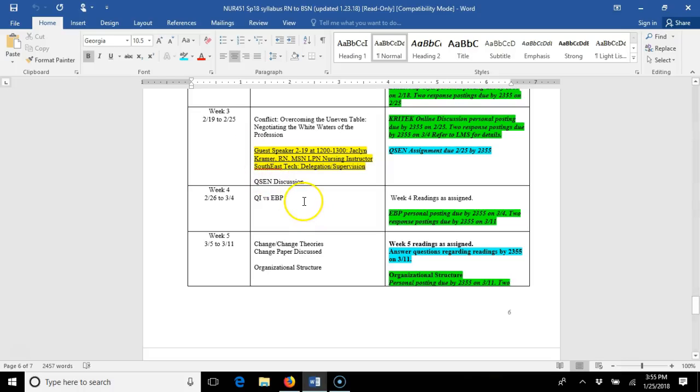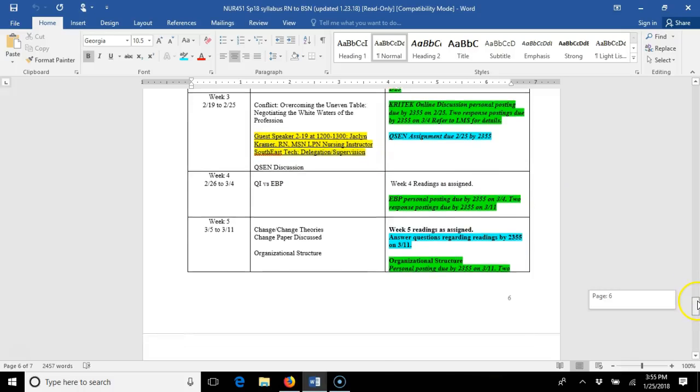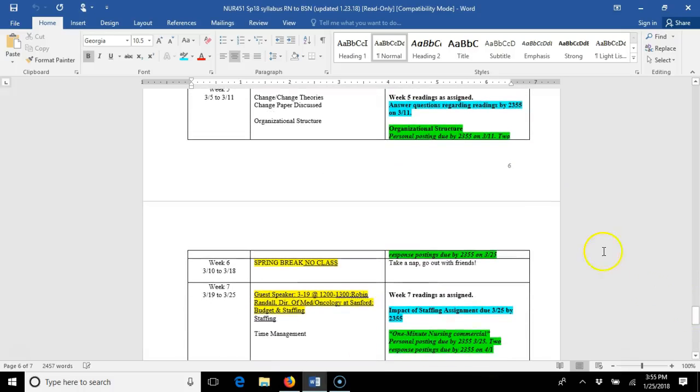During week 4, you're going to have QI versus EBP. So we've got readings that are assigned, and then of course you're going to have a posting. Week 5, we're going to talk about change theories, as well as we're going to talk about your big change paper that is due. That will be coming up. And then organizational structures.